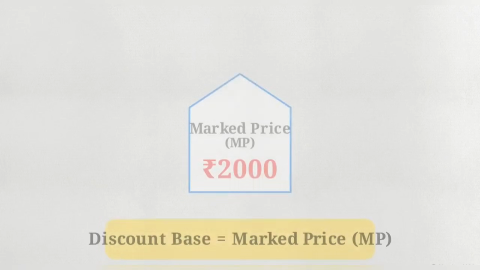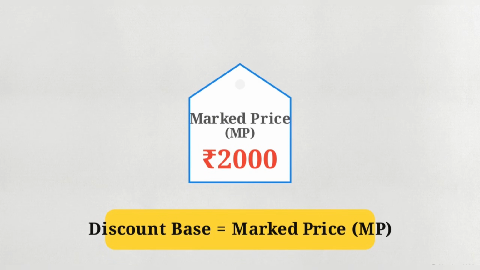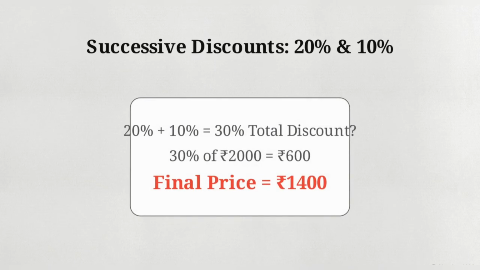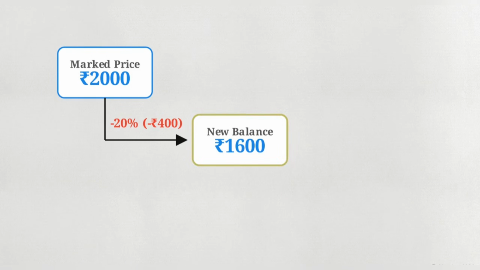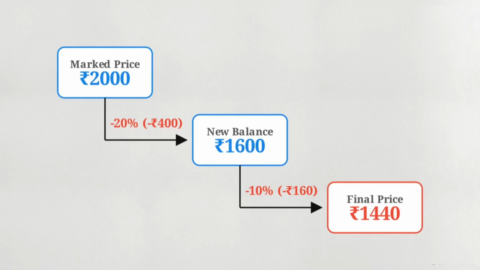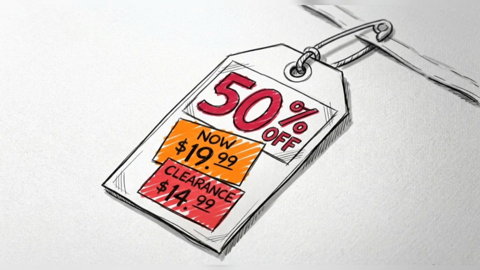Retail problems introduce a different starting point. Unlike profit and loss, a discount is always calculated against the marked price, the value shown on the price tag. When applying successive discounts of 20 and 10% on a 2,000 rupee item, we do not simply add them to 30%. We first deduct 20% to reach 1,600. Our subsequent 10% discount is then calculated on that new, lower balance, removing another 160 rupees to reach a final price of 1,440. This sequential calculation ensures that each subsequent discount applies to a smaller number, which results in a different total than a single flat percentage.